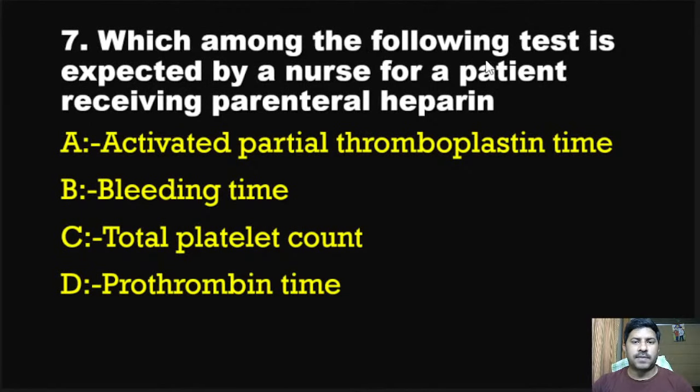Seventh question, which among the following tests is expected by a nurse for a patient receiving parenteral heparin? Activated partial thromboplastin time or APTT, bleeding time or BT, total platelet count, or prothrombin time or PT. The patient is receiving parenteral heparin therapy. So which blood investigation will help to monitor the progress of the heparin therapy?